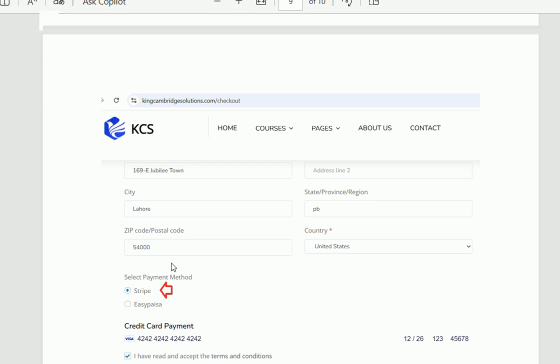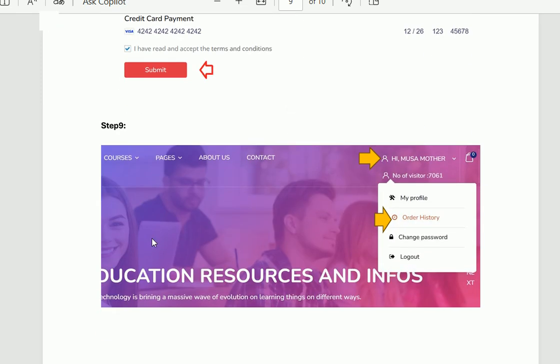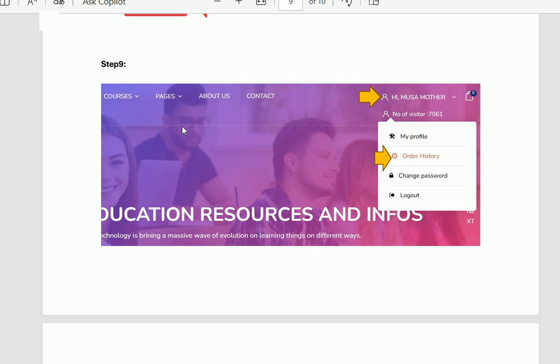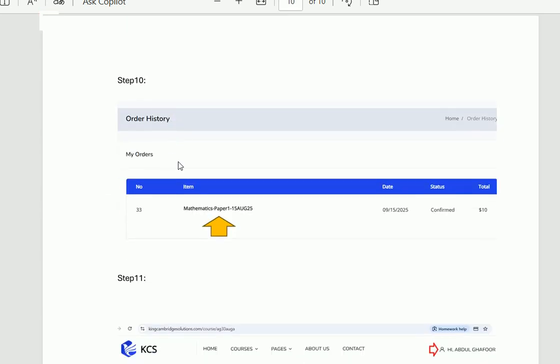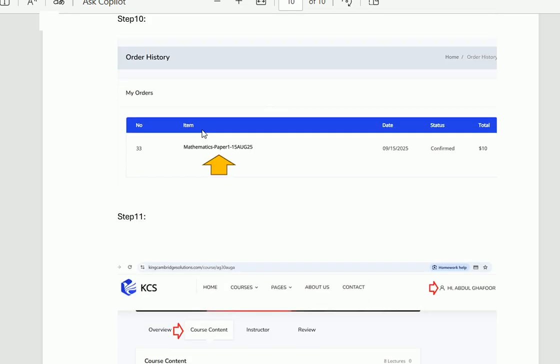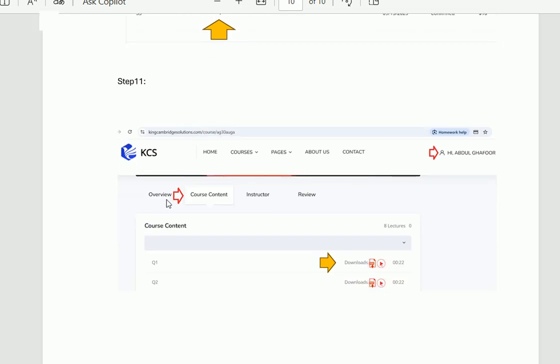Click the submit button. After that, click on your user option at the top right corner, and choose order history. When you click on order history, you will find the syllabus that you have purchased. When you click on the course that you have bought, you will find this interface.